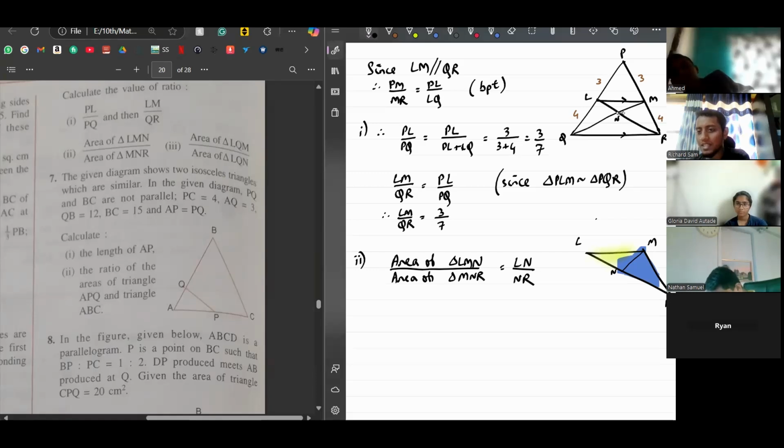So we need to know LN and NR. We don't know both these values. How do we find LN and NR? We know that we need those two values, not the exact values, the ratios. But to get any ratios, we need some similar triangles. So are LN and NR part of any two similar triangles?